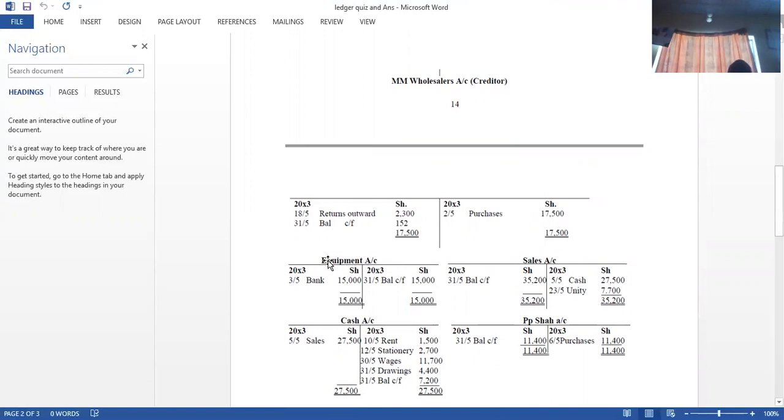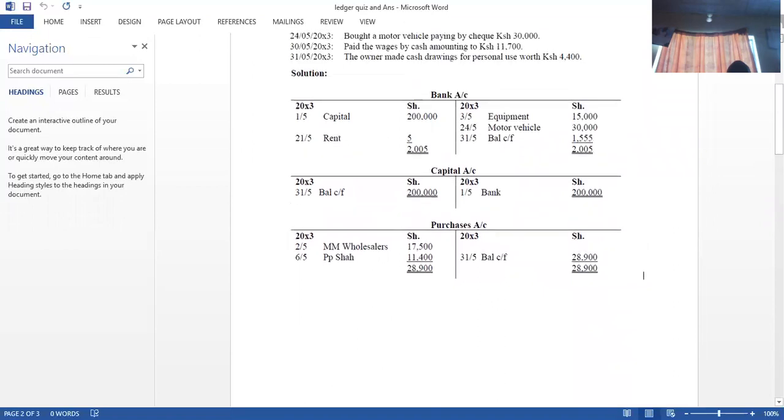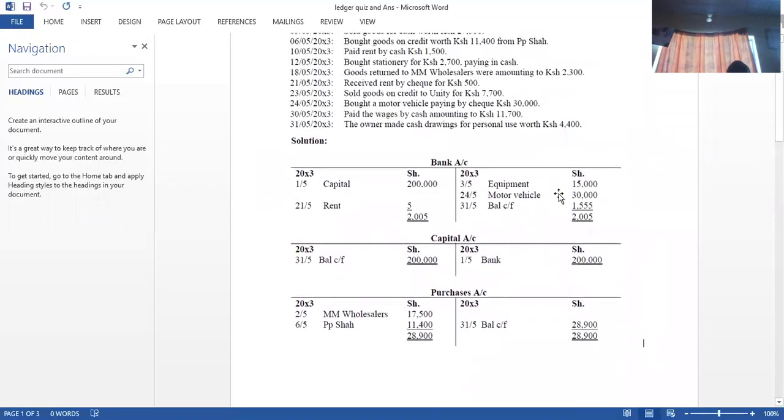So you'll find that because equipment are assets and they are increasing, they are debited. And then if you go now to the bank account, because they were bought by check, it is affecting the money in the bank, you will find that now bank is going to be credited. Why is the bank credited? Because money in that account is reducing.